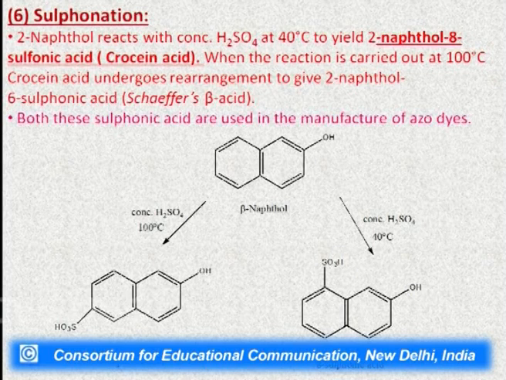Both of these 2-sulfonic acids are used in the manufacture of azo dyes. So this sulphonation reaction of beta naphthol is commercially used since we are getting the products which are used in the dye industries.